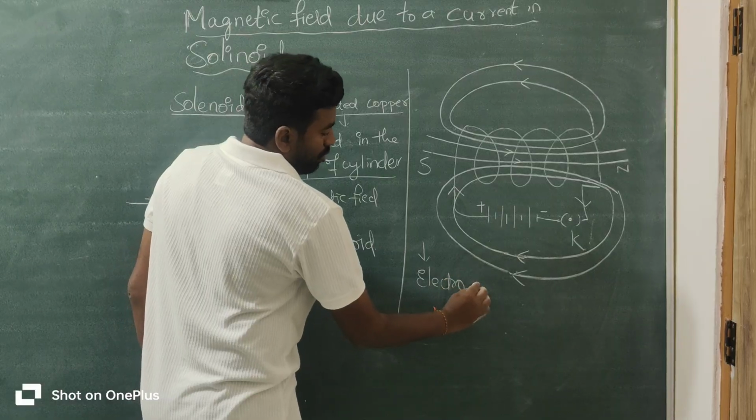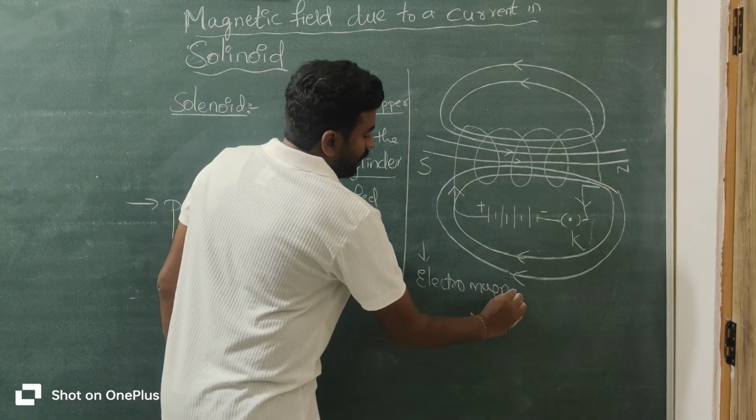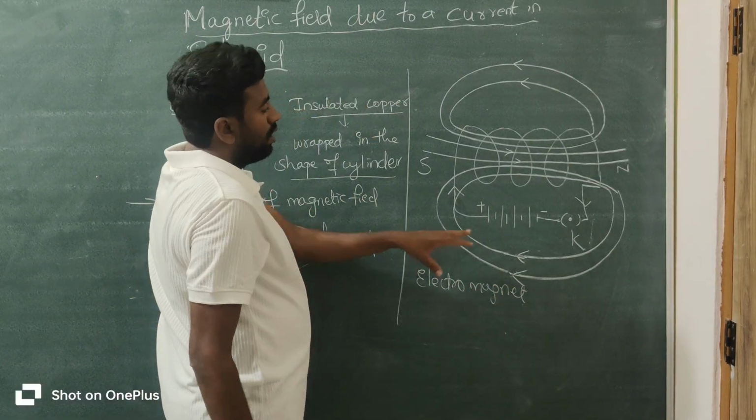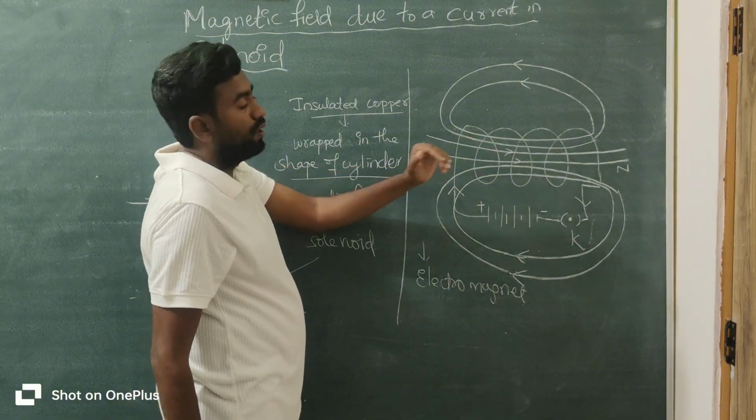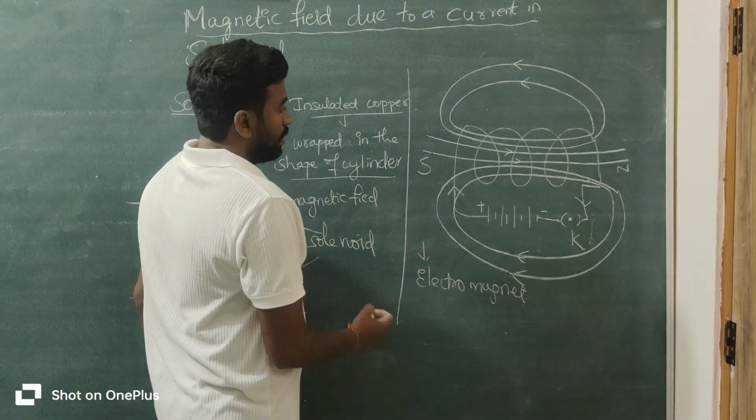It is temporary in nature. When you switch off the circuit, the current stops flowing and the magnetic field loses its nature. Okay.